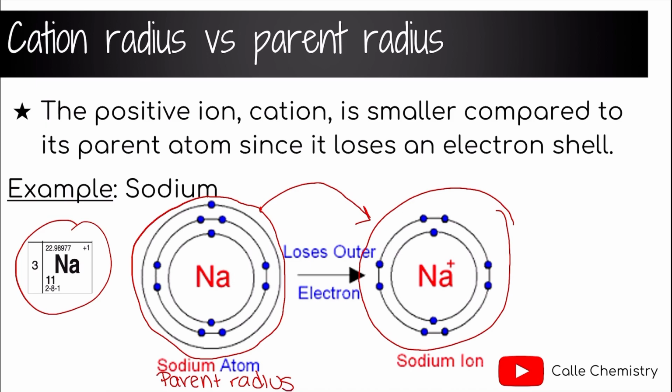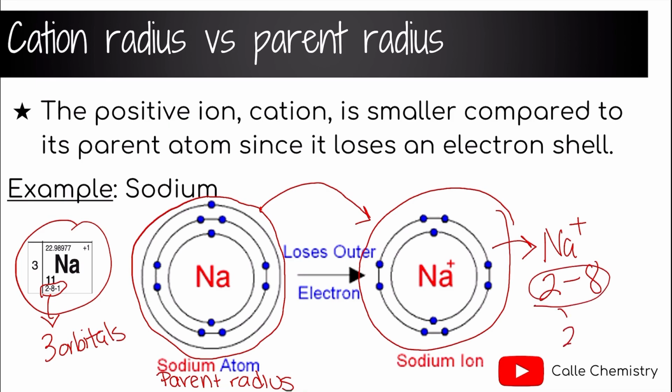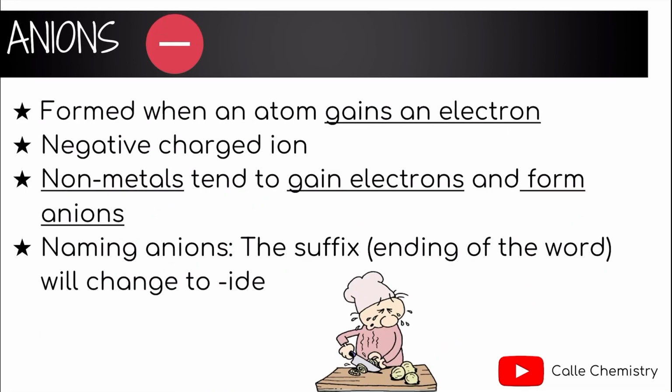So here we have the new electron configuration of sodium ion, which is 2-8. While over here, the sodium atom's configuration was 2-8-1. Here we have 3 orbitals, while over here we have only 2 orbitals. Let's go to the next ion we have.